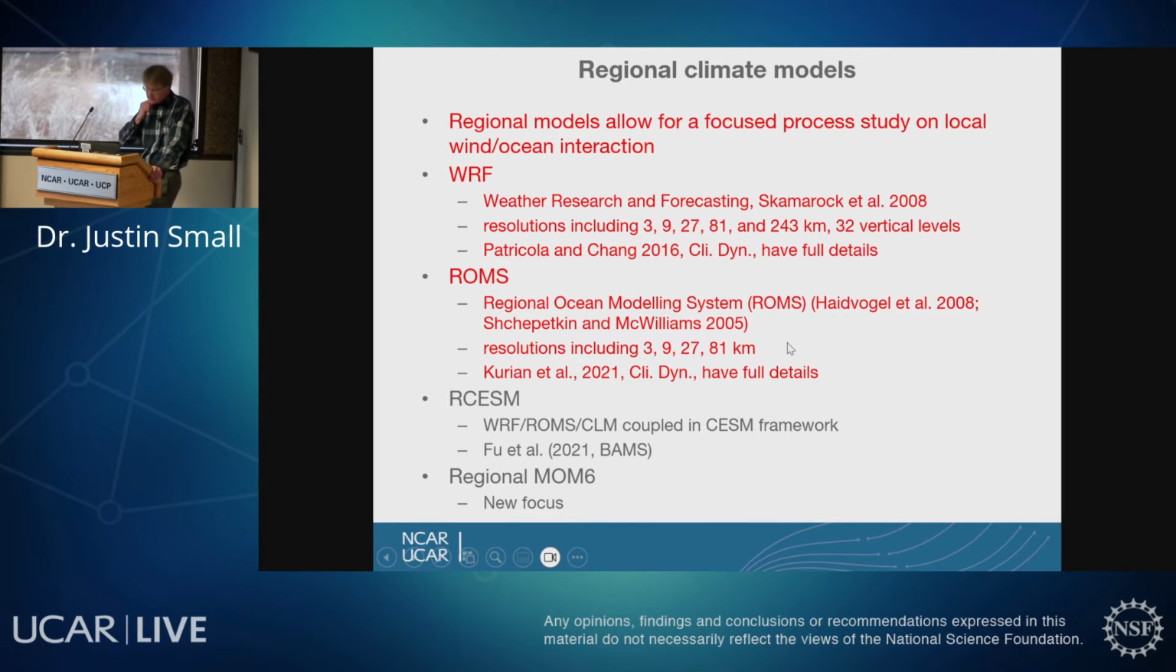And the resolutions used here, this is by Jason Kurian and a group of us, range from 3 to 81 kilometers. And again, 81 kilometers is coarser than you'd normally use ROMS for, but it's still illustrative. That was published in Climate Dynamics. I'll make a point that we do have a coupled system of WRF, ROMS, and CLM coupled in the CSM framework. A paper by Dan Fu et al. was published in BAMS, but we haven't done a precise upwelling experiment with that yet.